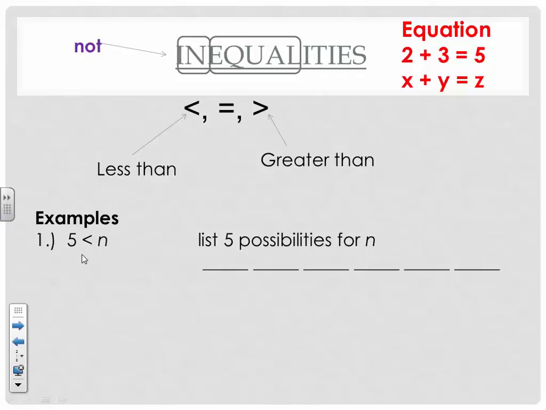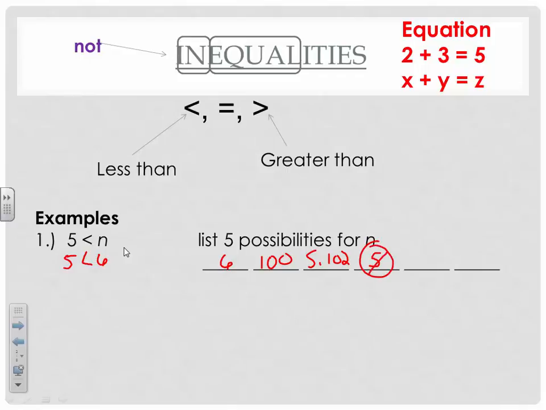This inequality says 5 is less than n. So what I'm asking you is, what are some possibilities for the number n? So could I say 6? If I went over here and I said 5 is less than 6, is that true? Yes, it is. Okay. Could I put 100 then? Yes, I could. Could I put 5.102? Is that greater than 5? Yes, it is.